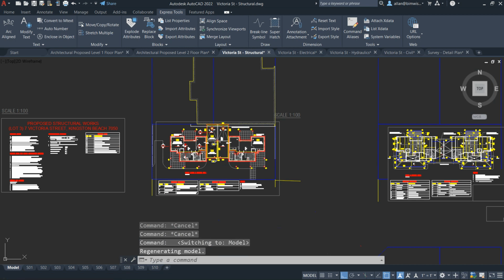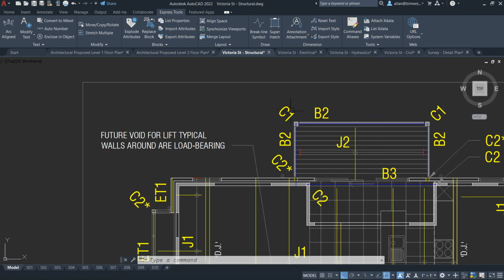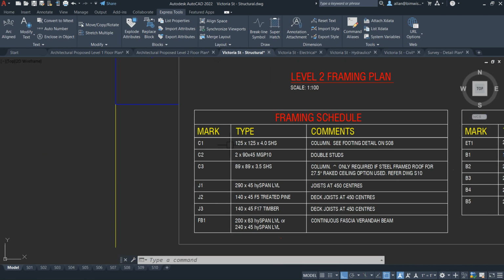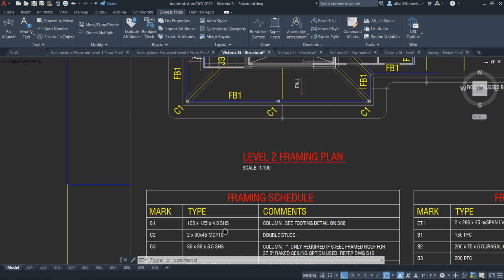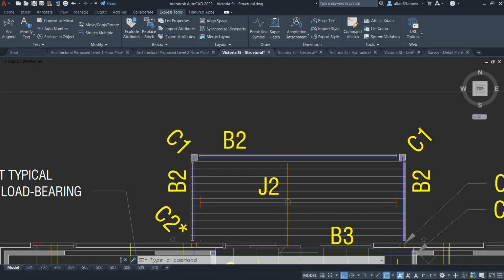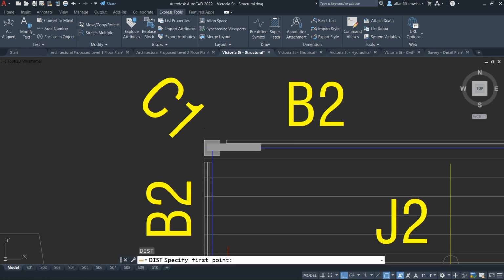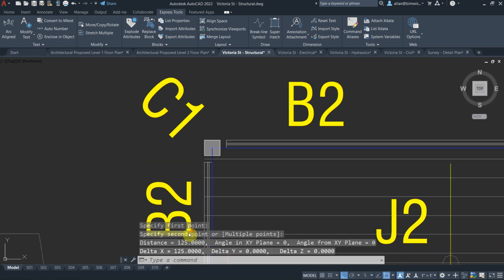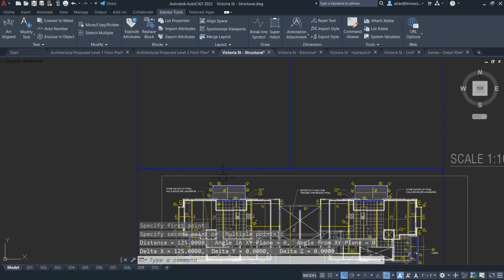So going into the structural drawing, we've got this C1 tag here, and that says it's a 125 by 125 square hollow section. So doing the distance command here again and measuring the side of that, we can see it's 125. So structural draws in millimeters. It follows the lead of the architectural.